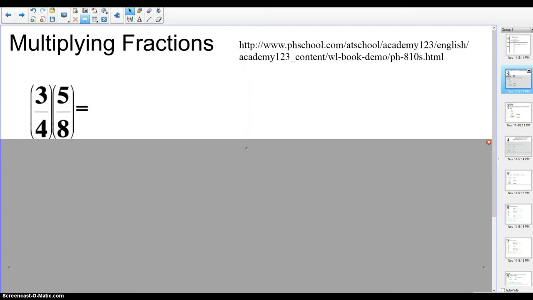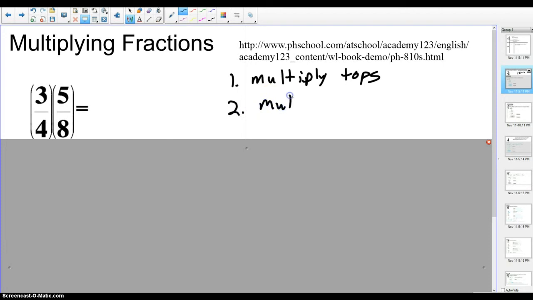So, when we're multiplying fractions, or multiplying rational numbers, what we do is we literally multiply the tops with the tops and bottoms with the bottoms. I would write that down on your side. Just multiply the top with the top, or just multiply tops, and multiply bottoms.